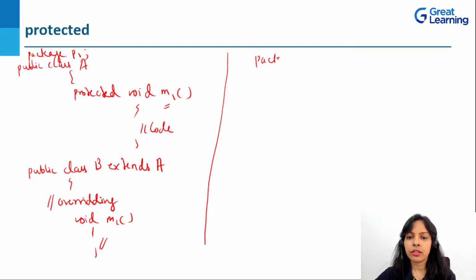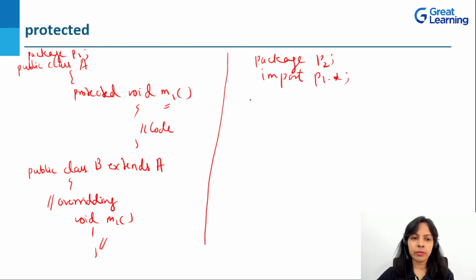Suppose this is some other package, package P2. Here I have to first import this particular package, so I'll do import P1.*. Package name dot star. Now inside this I have created a class C. To use this method m1 in class C, what should I do? Should I extend this class, or can I directly make use of it? If I directly make use of it, I have to create an object of class A here and then access it. Otherwise, how will I?